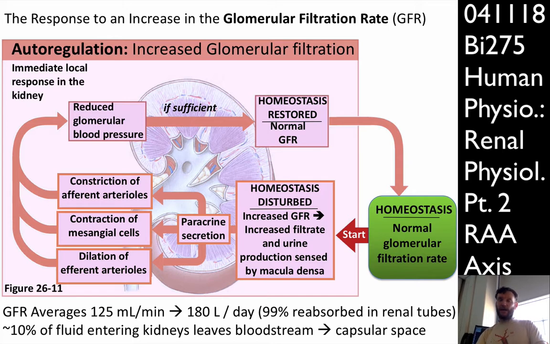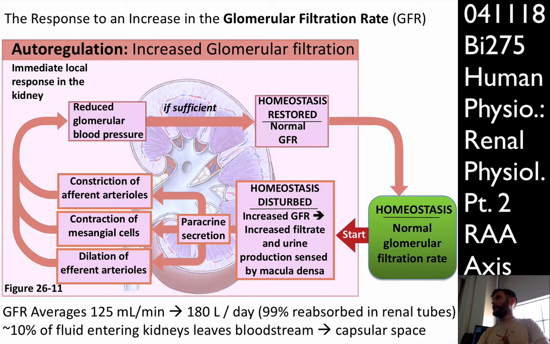Likewise, the mesangial cells are going to contract, and you'll remember again that the mesangial cells are these contractile cells that kind of wedge themselves between the capillaries of the glomerulus itself. And when they contract, that's also going to restrict blood flow into the glomerulus and have a similar reduction in glomerular blood pressure and filtrate production.